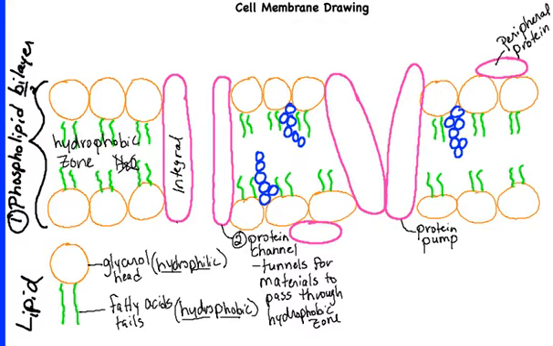Now, let's put a label. Let me fix my pen. There we go. All right, so this is number 3, cholesterol. And the purpose of cholesterol in the cell membrane is to help the membrane stay flexible. So let's put that it helps maintain flexibility.